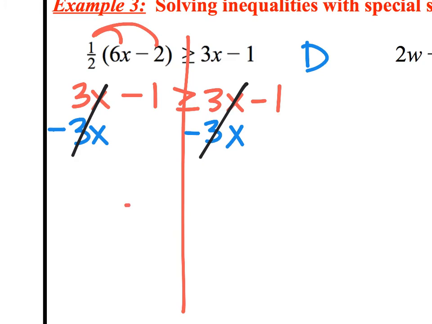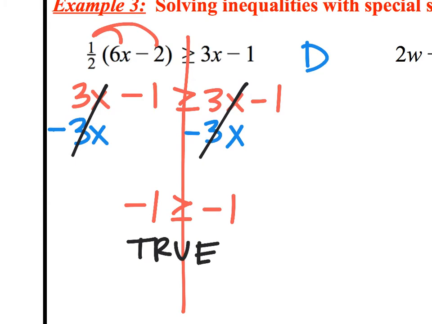So all I have left is negative 1 is greater than or equal to negative 1. It's okay. It's a special one. So it's going to be all right. Let's decide. Is this true? Is negative 1 greater than negative 1? No. Is negative 1 equal to negative 1? Yeah, so it is true. Because it's greater than or equal to. So that's true. But you don't just write true.